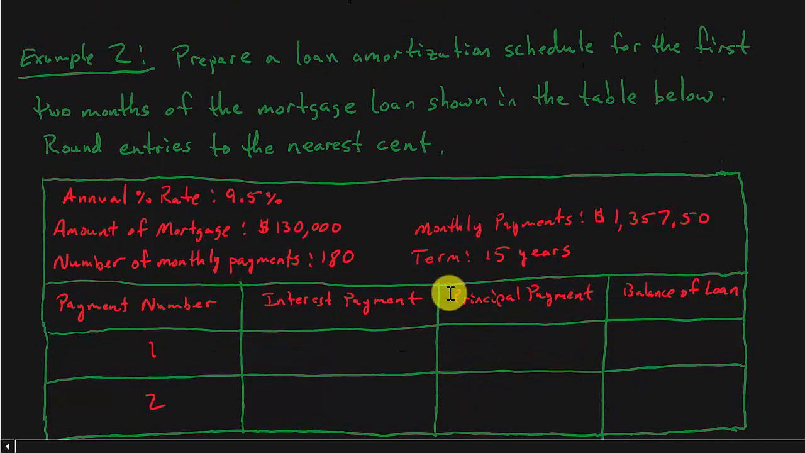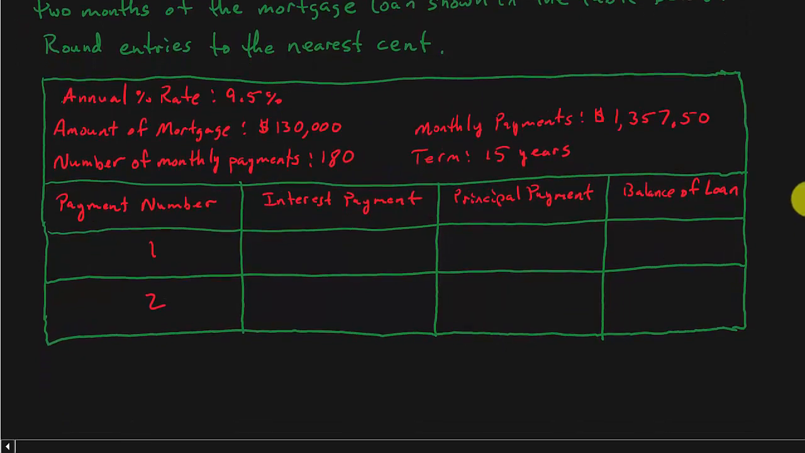All right, so let's look at another example. It says, prepare a loan amortization schedule for the first 2 months of the mortgage loan shown in the table below. Round entries to the nearest cent. Of course, if you do a loan amortization table, you're going to calculate more than 2 payments. But I'm going to show you how to calculate 2, and then you would just continue in this pattern. It would be the same thing, just for a 3rd payment, a 4th payment, a 5th payment, and so on. But it's the same concept.